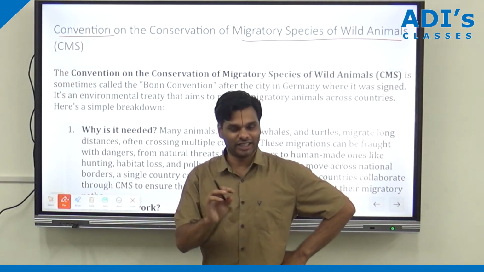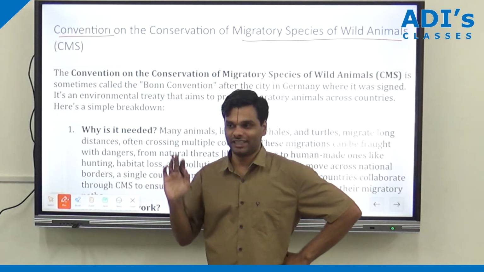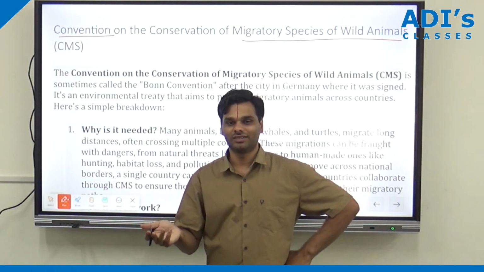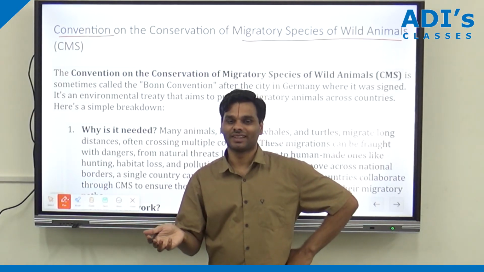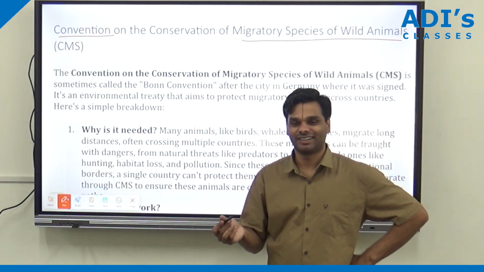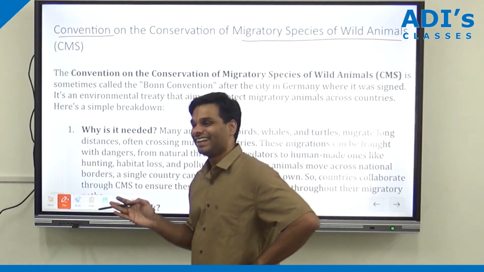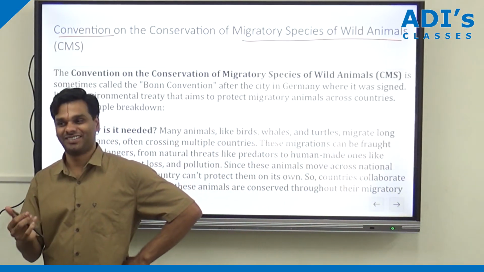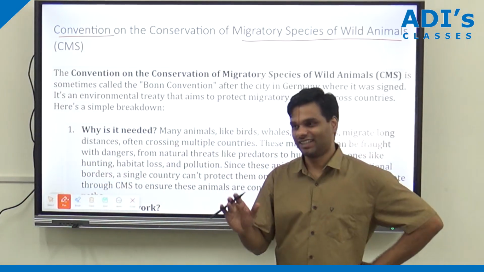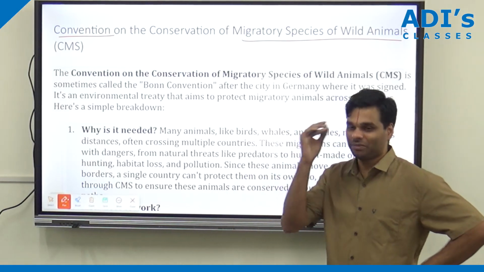These questions will come in prelims. Which of the following conventions deals with both flora and fauna? They will give CITES, CMS, CBD. What will you do? CITES. What about CBD? CBD also, CITES and CBD both, flora and fauna. But CMS is understood? So these are the kind of questions that will come. Very simple, but you should be able to think.